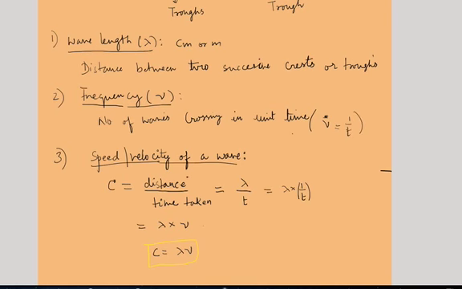And we also discussed another wave characteristic, which is speed or velocity of wave, which is nothing but the distance traveled by time taken. So distance traveled is lambda and time taken is t. So lambda into 1 by t gives speed, which is c is equal to nu lambda or lambda nu.